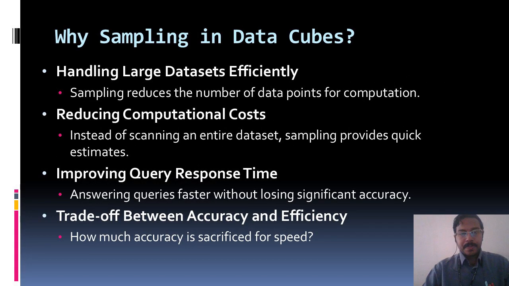The real value of sampling lies in handling very large datasets efficiently. Instead of processing millions of records, we process a smaller representative subset. This reduces the computational cost and improves the query response time. Of course, there are trade-offs. We can sacrifice a bit of accuracy for much greater speed. So we must balance efficiency and precision depending on the application.